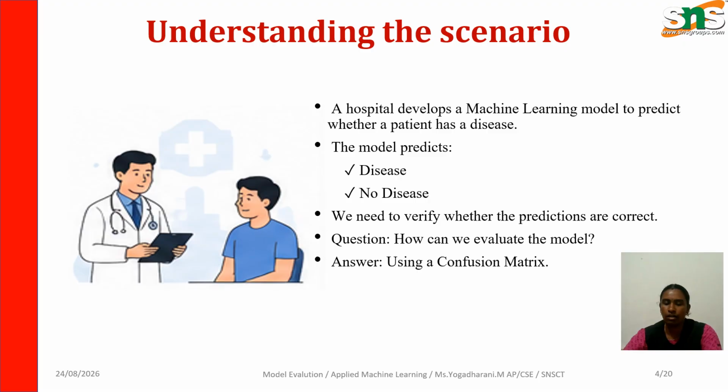Now, understand the scenario. Imagine a hospital develops a machine learning model to predict whether the patient has a disease. The model gives two possible predictions: disease or no disease. So suppose the model predicts that a patient has a disease, but how do we know whether the prediction is correct? We compare the model's predictions with the patient's actual medical results. This comparison gives us four possible outcomes, and we represent these outcomes using a confusion matrix.